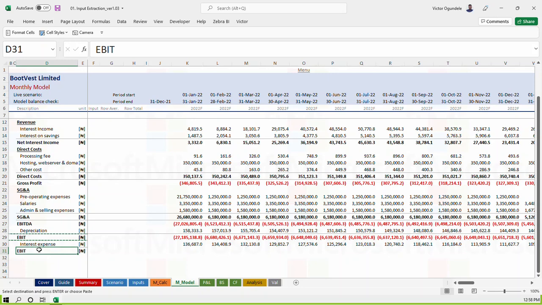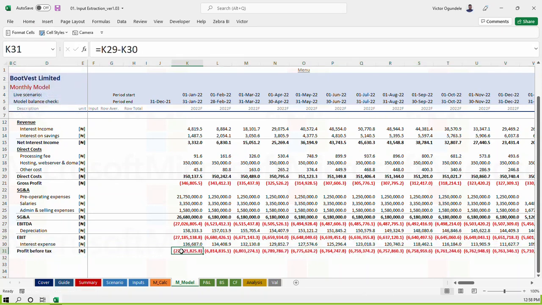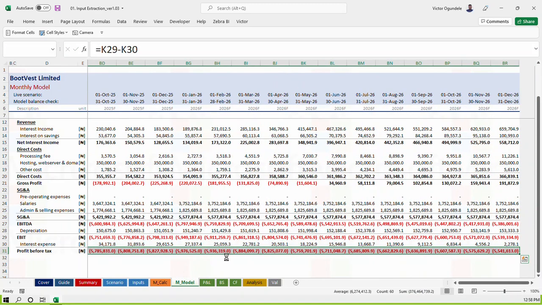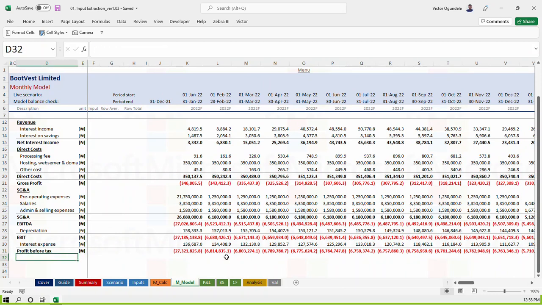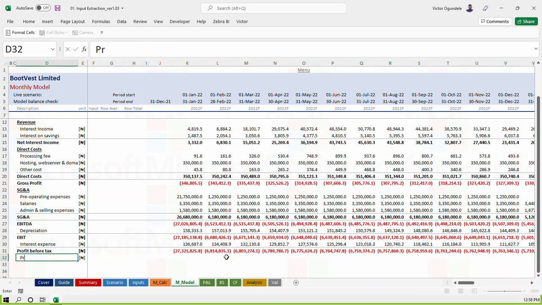So our profits before tax. Let me copy this format. Let me put it here. Okay, so equal to earnings before tax minus interest expense. Then we have our provision for tax. So let me copy this here. Got this provision for tax.